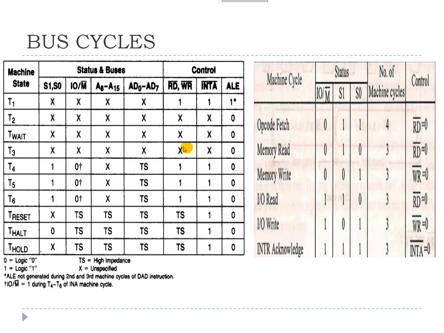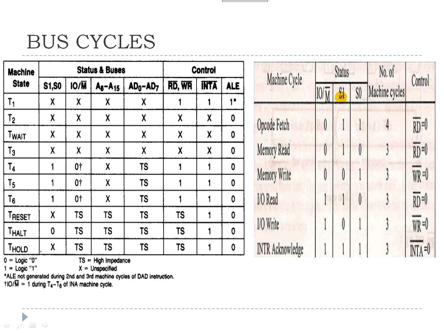So the bus cycles can basically be segregated into opcode fetch, memory read, memory write, input output read, and input output write. Here we have given some control signals, input output per memory bar, S1 and S0. The number of machine cycles and the control signals have been given. Opcode fetch has 4 machine cycles, while memory read, memory write, input output read and input output write each have 3 machine cycles.